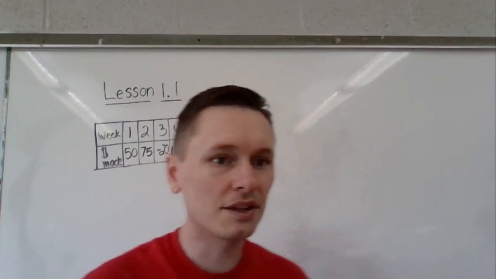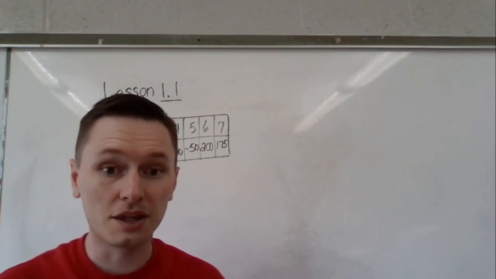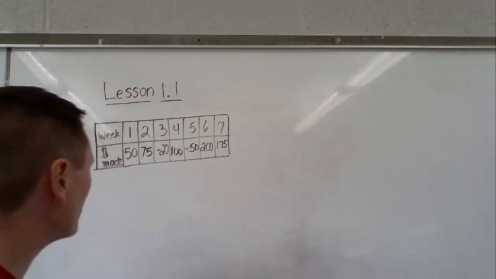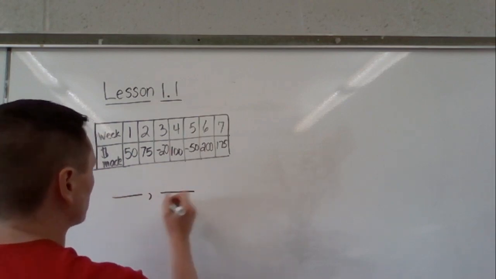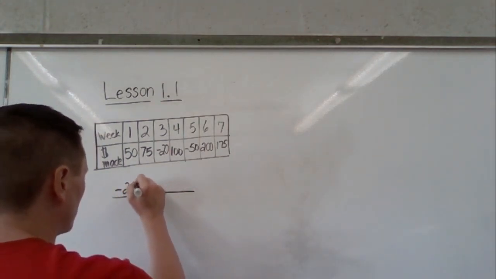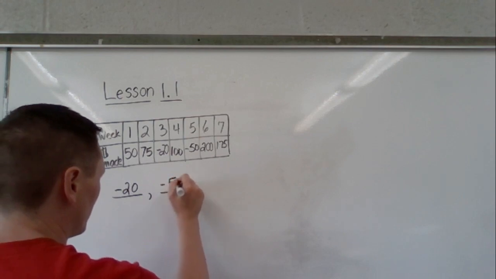So let's list the negative numbers in this table. The negative numbers in this table are negative 20 and negative 50.